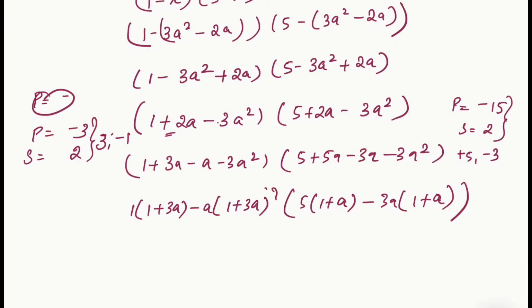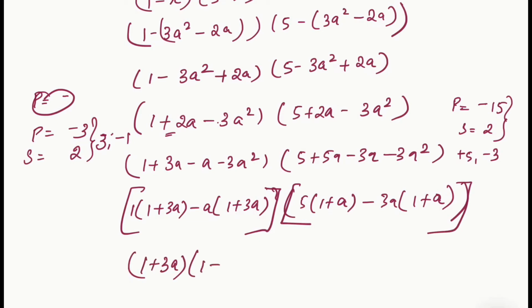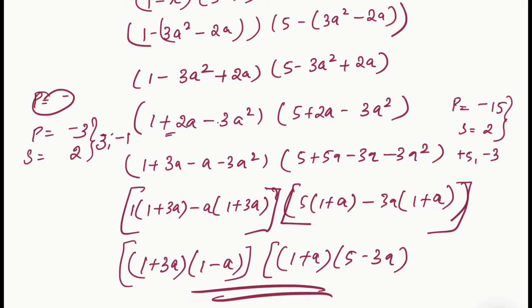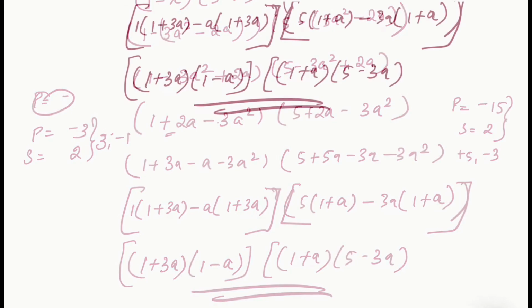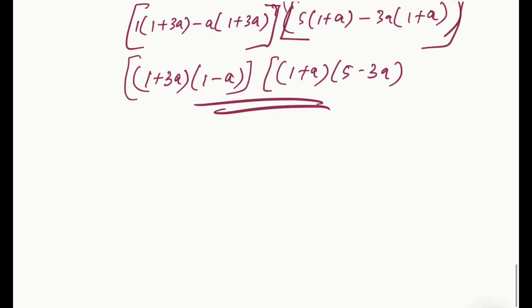So group them up. Here you had, let me put a square bracket here to avoid confusions. So 1 plus 3a was common here, 1 plus 3a into 1 minus a. Similarly, you get here 1 plus a into 5 minus 3a. This was slightly a long question, but hope it's clear to you how do we solve this type of questions. Okay. Now let us do question number 16.